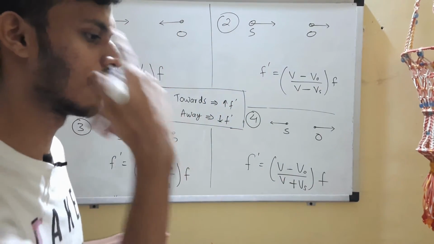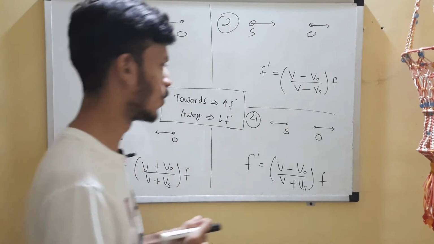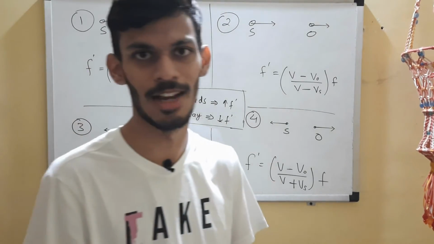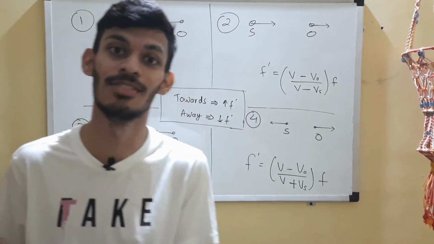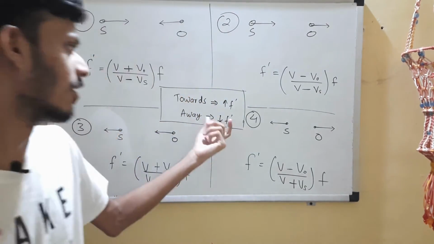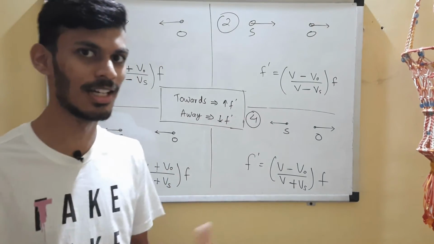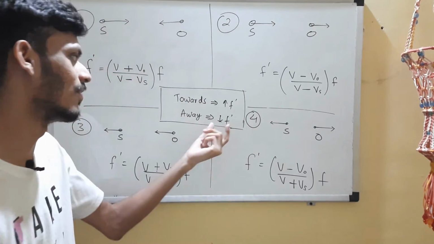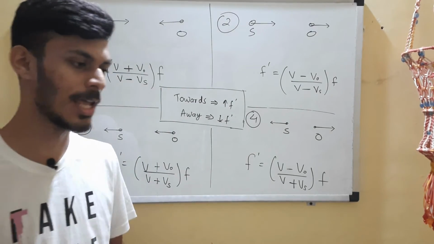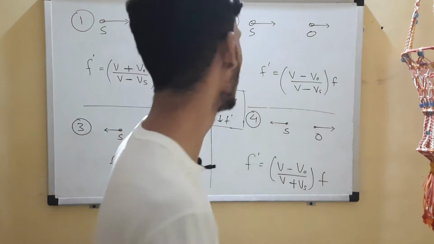I should hear a frequency which is less than the original one. The waves are reaching me less frequently. They have to travel a longer distance. So when the observer is moving away from the source, the frequency becomes less. The apparent frequency as heard by him will become less.